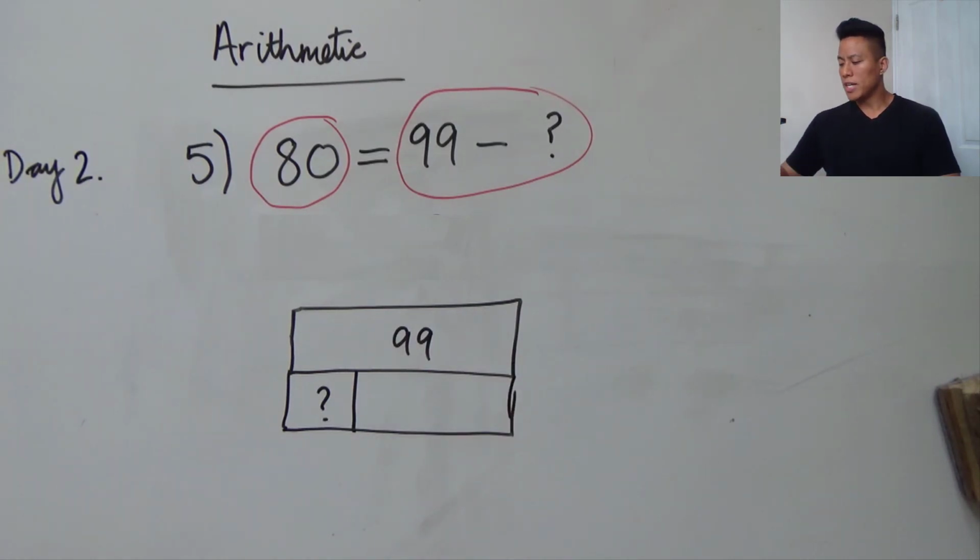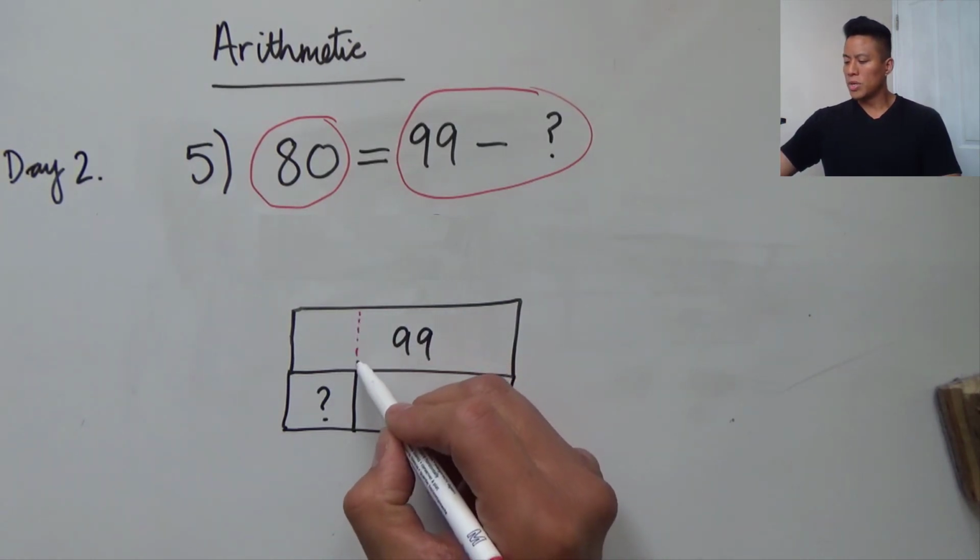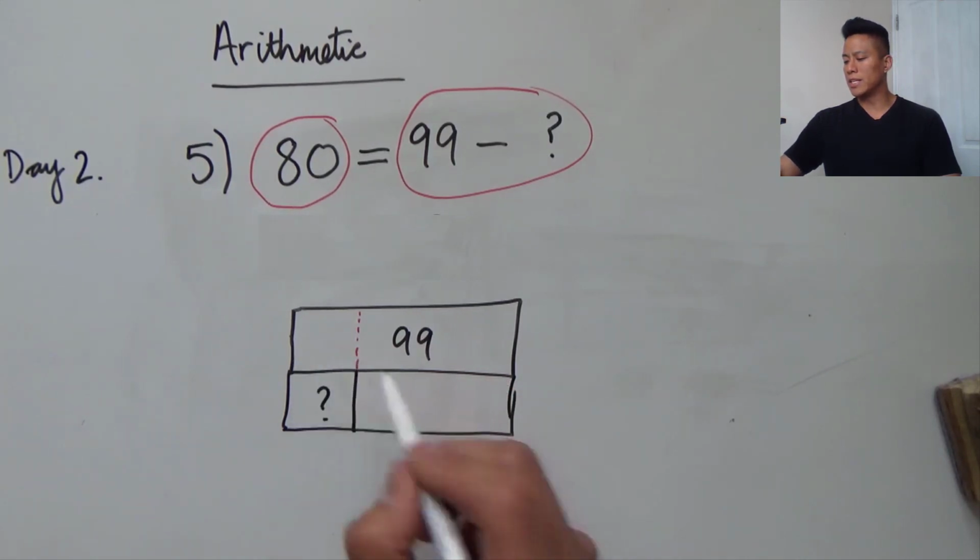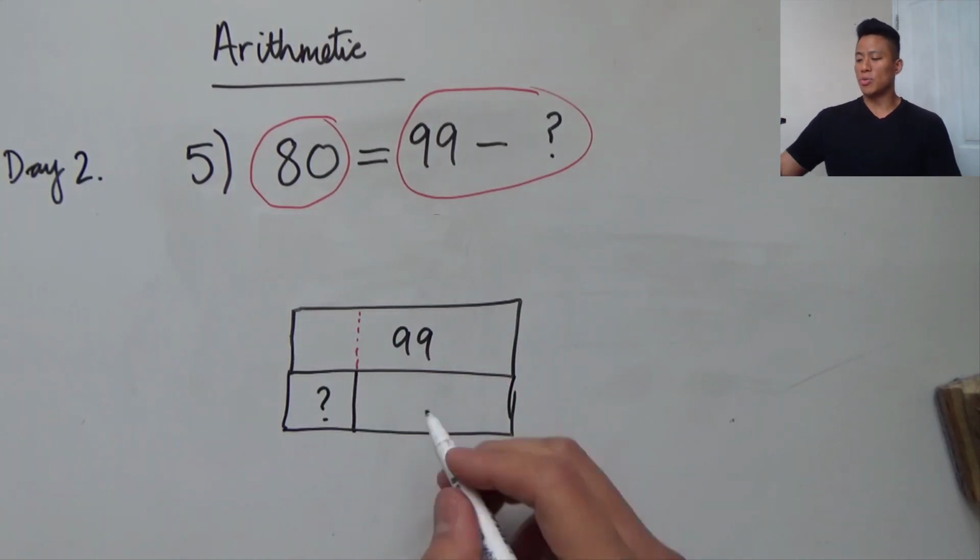So we have 99. We're going to subtract this amount here. We don't know what that is. We know that the difference is going to be 80.